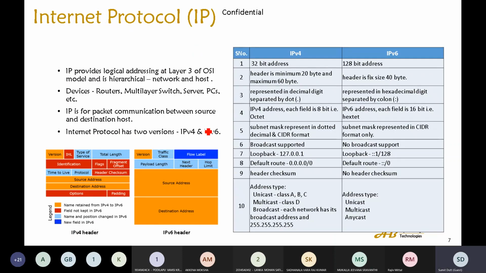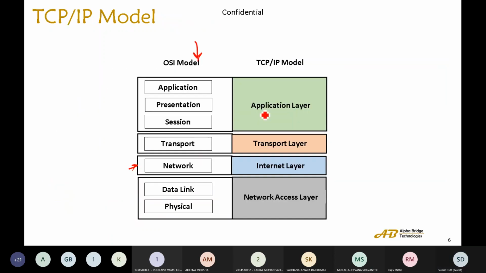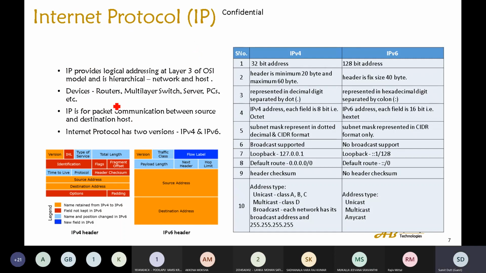So let's understand that IP provides the logical addresses at layer 3. This time we are counting from the bottom: physical, data and network. So this is layer 1, this is layer 2, this is layer 3, and this is layer 7, right? All these devices use IP addresses, like routers, multi-layer switches, servers, PCs. IP is used for packet communication between source and destination. The source may be one PC and the destination may be another PC.